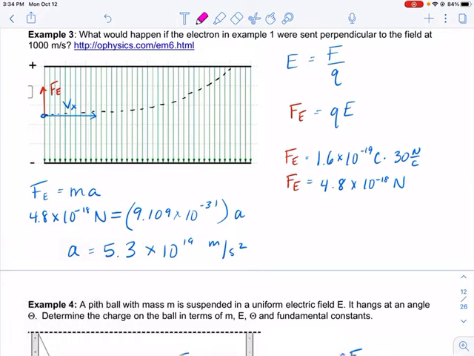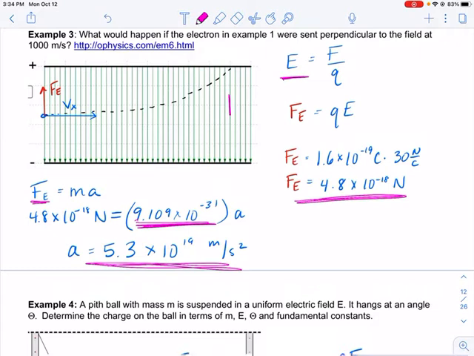So let's see. I can figure out, based on the electric field, the force on this electron. And then based on the force on the electron and the mass of an electron, which is a given, I can solve for the acceleration of the electron. So again, the electron has a horizontal velocity, and then it also has an acceleration in the vertical direction.